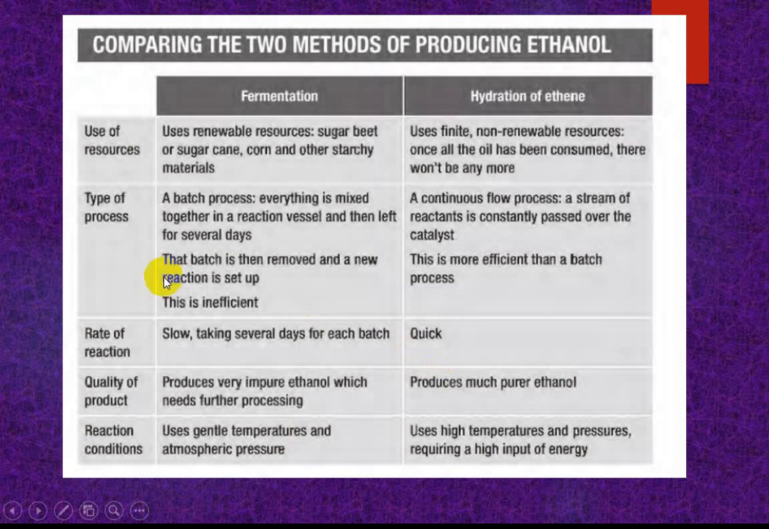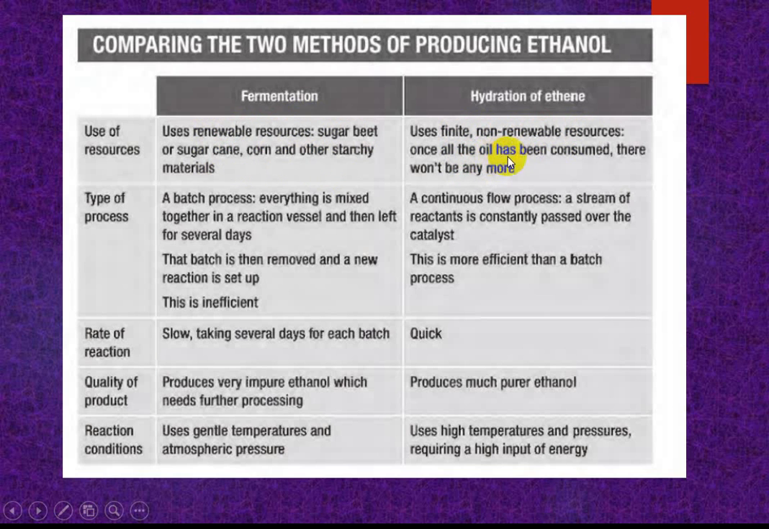Now a comparison between the two processes, fermentation and hydration of ethene, for the production of ethanol. First, the resources: where do we find the resource? Fermentation uses renewable resources: sugar beet, sugar cane, corn or other starchy material. Hydration of ethene uses finite, non-renewable resources.